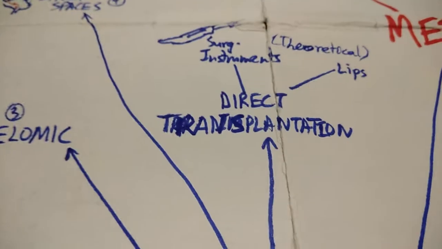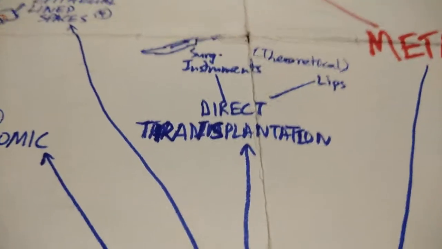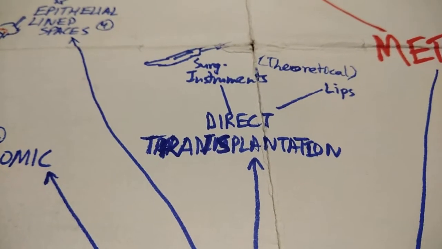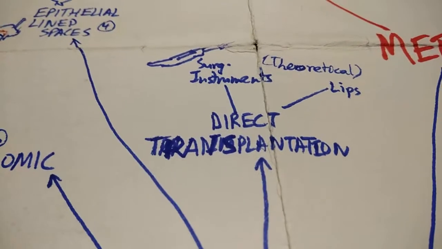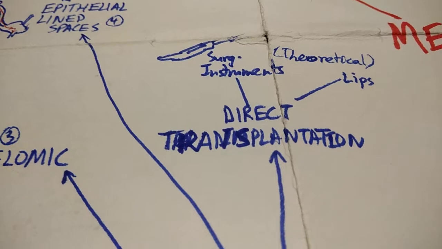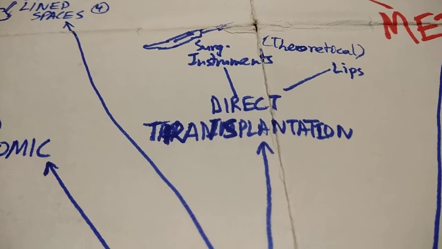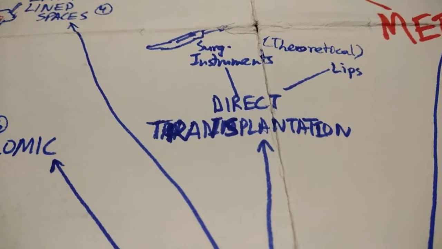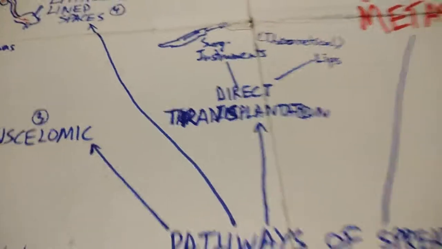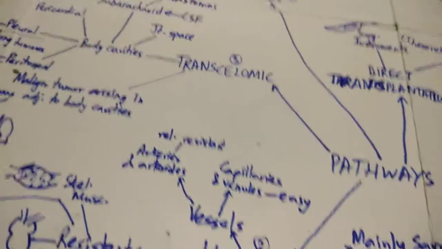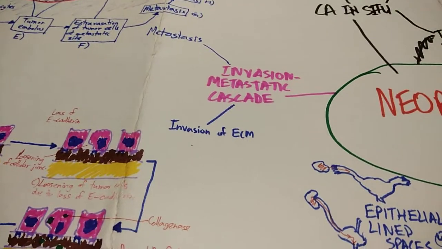And then there's direct transplantation. Now, this is only theoretical, so it can be theoretically proven with surgical instruments. However, there have been no documented cases of direct transplantation as a mode of spread of cancer cells. All right. Now, moving on to the invasion metastatic cascade.